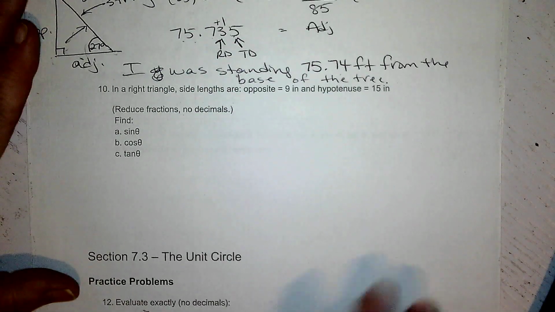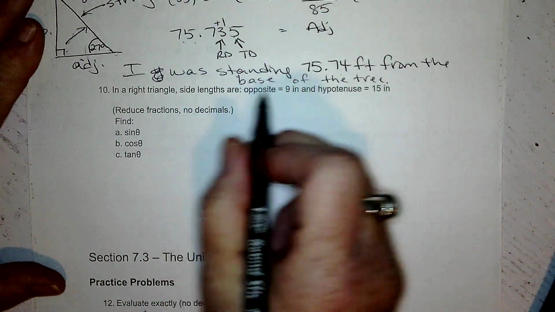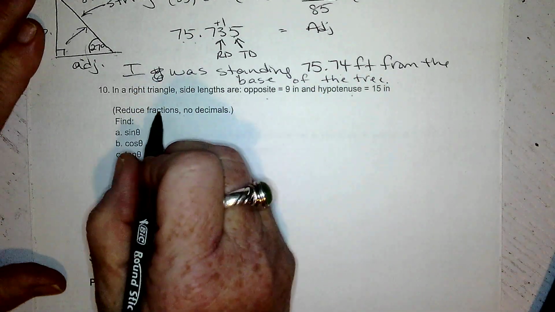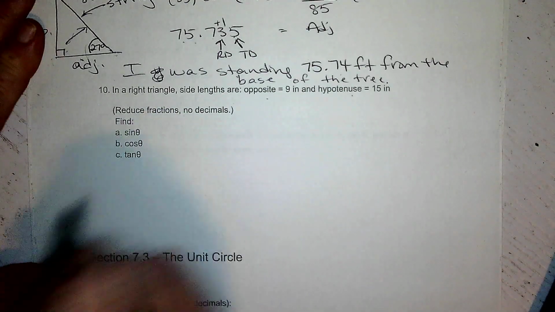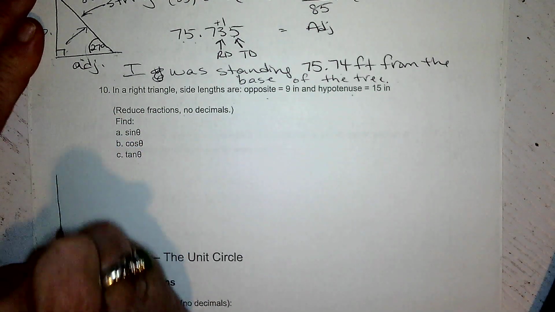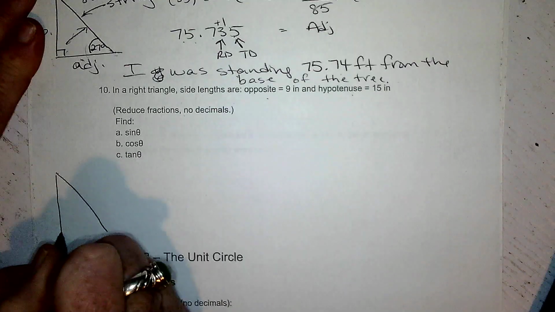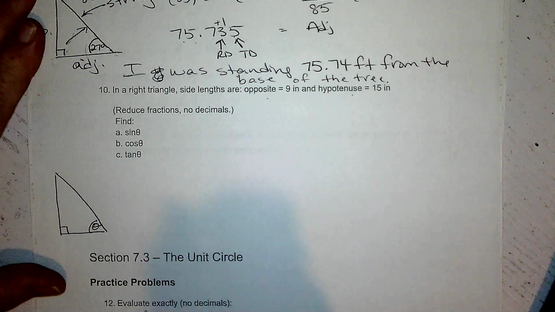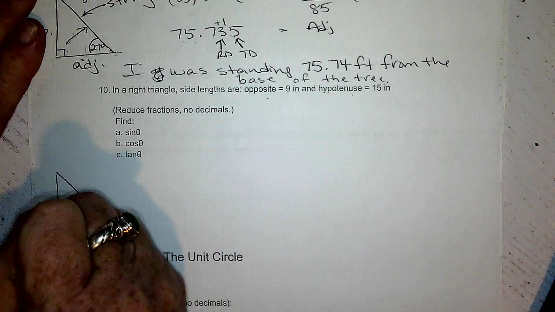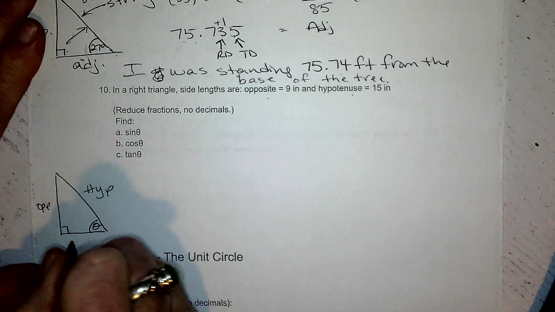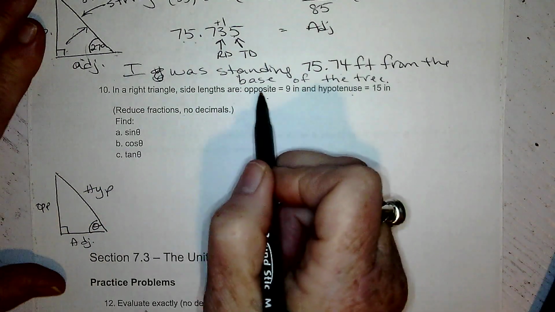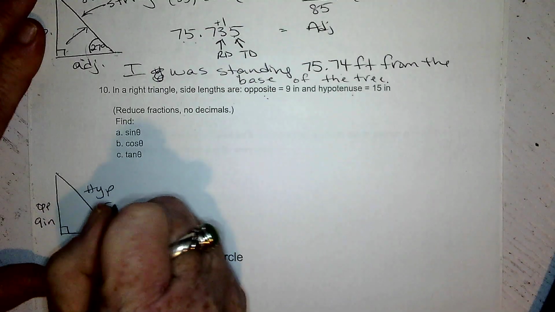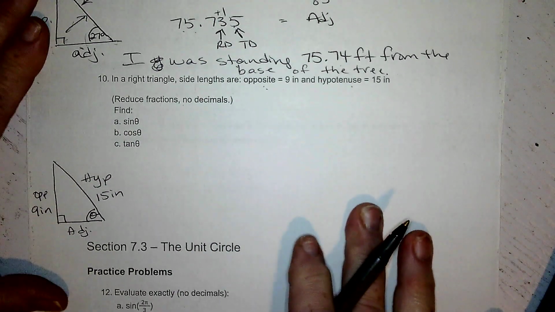All right, the last one for this video is going to be in a right triangle. The side lengths are opposite and hypotenuse. Reduce fractions, no decimals. Find sine, cosine, and tangent. So I'm going to draw my right triangle. This will be my theta. This is going to be my opposite, my hypotenuse, and my adjacent. It says the opposite side is 9 inches. The hypotenuse is 15 inches. We need to know what the adjacent side is so that we can find cosine and tangent.